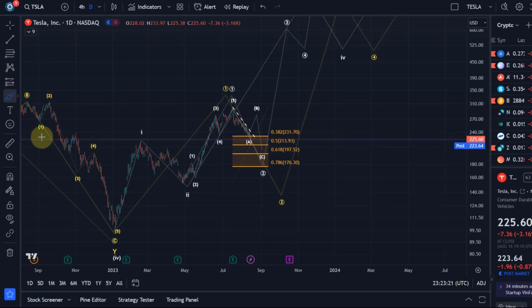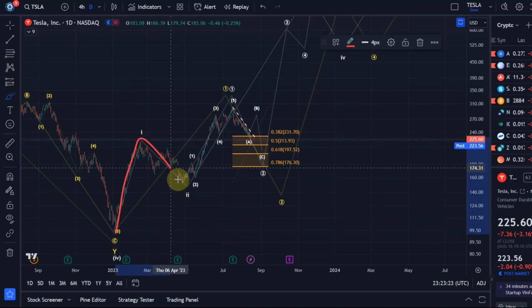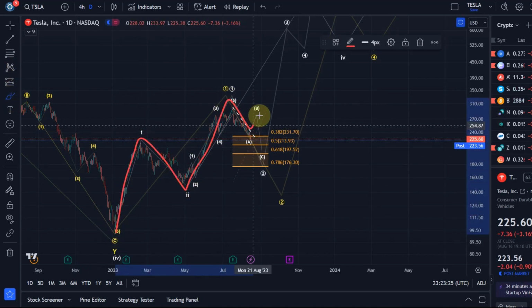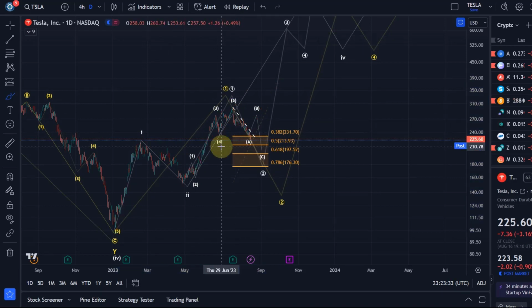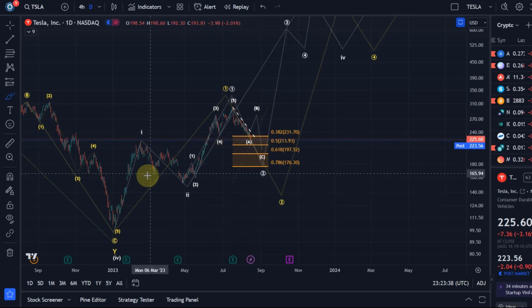Before, I had the potential that this was a 1, 2, 3, 4, 5. That 3 is just not long enough. It's not invalid or anything, but it's just not long enough to be reliable. I'd rather give it the possibility to pull back a little bit lower. So we're going to talk about that.